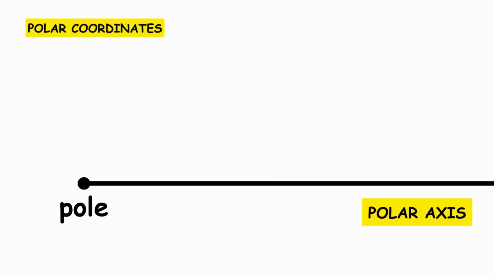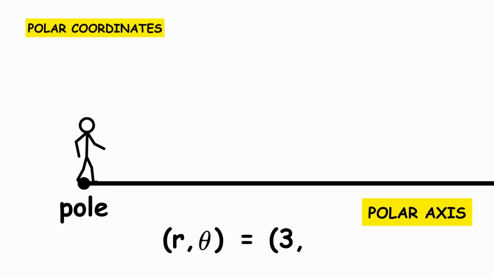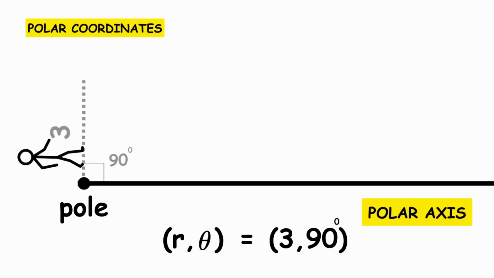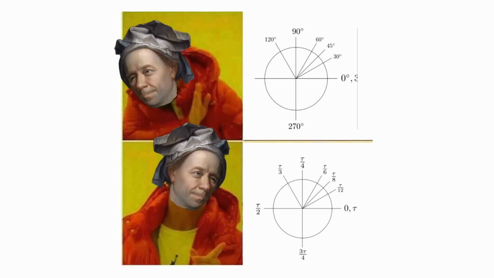To reach a point, stand at the pole and face along the polar axis. Rotate an angle of theta counterclockwise. Then walk a distance of r forward, and you're done. For instance, if the coordinates are (r, theta) equals (3, 90 degrees), then rotate 90 degrees counterclockwise and walk 3 units forward. Actually, mathematicians like using radians, not degrees.